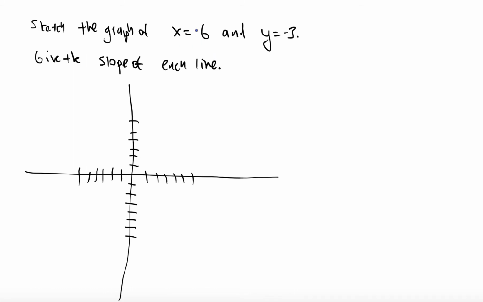So what does this mean? What kind of line is this if it just has the x in it? X is equal to 6. Well, let's think about this carefully, right? Here's the x-axis. Here's the y-axis. So here's x is equal to 6. So what do you think this line is, right?